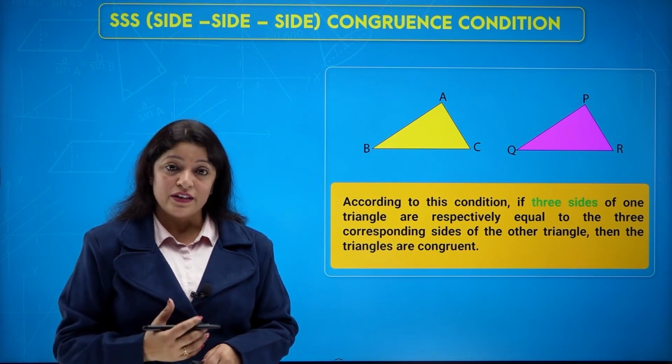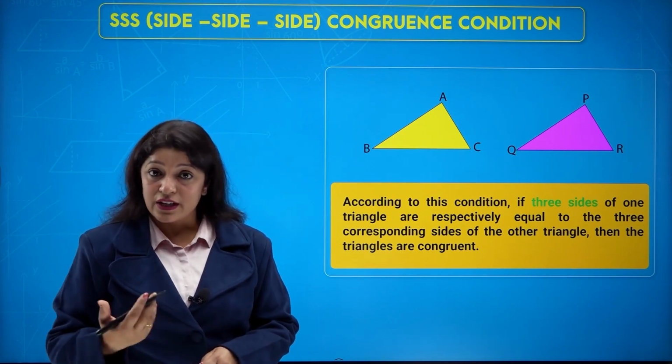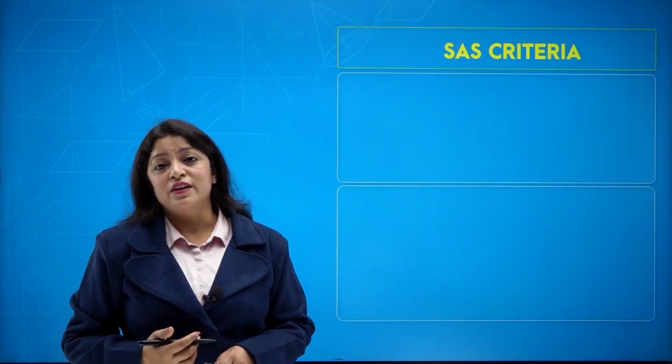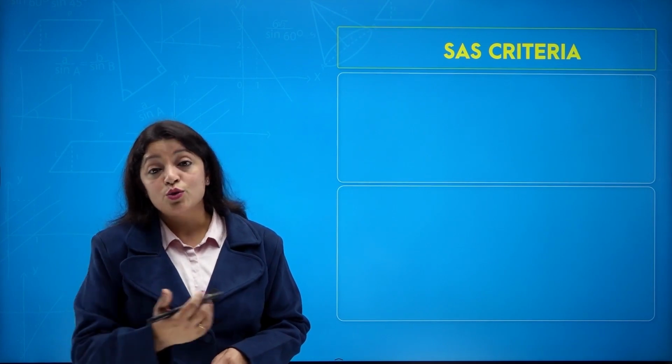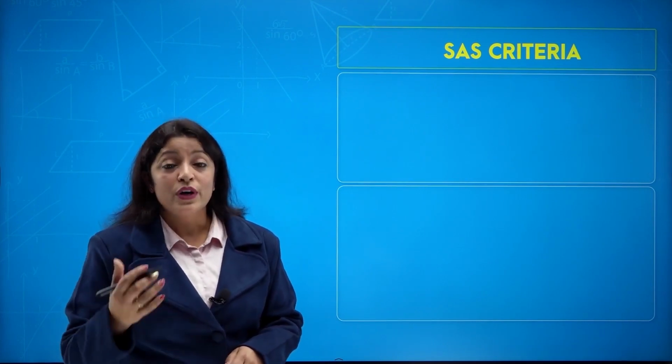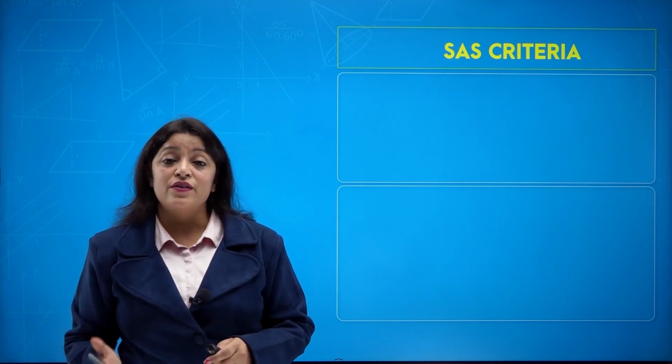So this is one criteria. Are there any other criteria also? Let us check it. One more criteria: suppose 2 sides and 1 angle are known to me. Now, we relate it to SAS criteria.